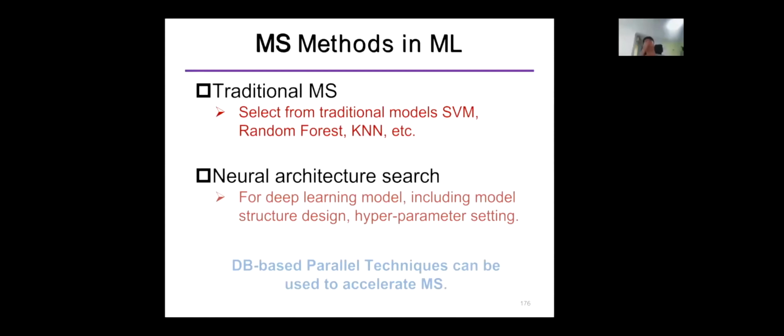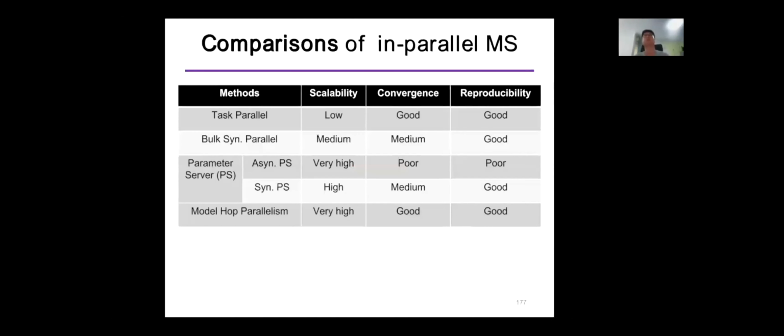Let's first briefly talk about the model selection methods in the machine learning community. It consists of two directions. One is the traditional model selection, which selects from traditional models like SVM, random forest, KNN, and so forth. The other one is neural architecture search in AI. This is for deep learning models, including the model structures and hyperparameter settings. The DB-based parallel techniques can be used to accelerate the model selection, and that's our focus in this tutorial.